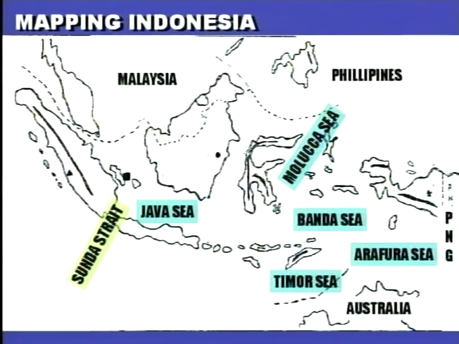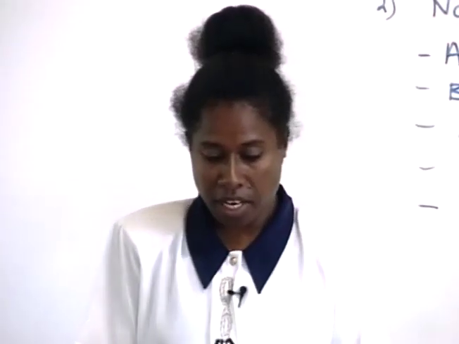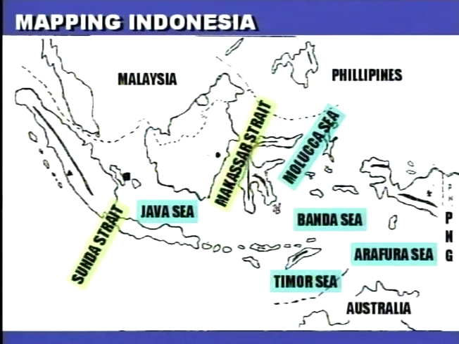Okay, the next one, Kathy. The Makassar Strait. The Makassar Strait is between the island Borneo and Sulawesi. She's definitely correct to say that particular passage is the Makassar Strait, between Borneo and Sulawesi.